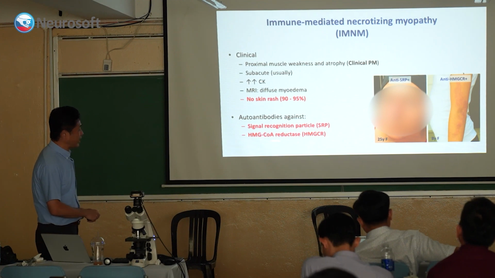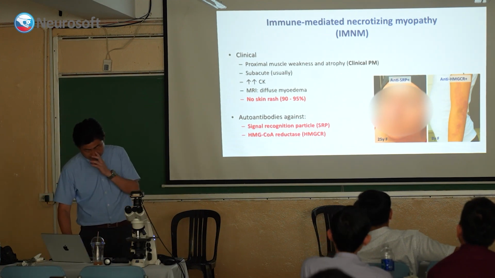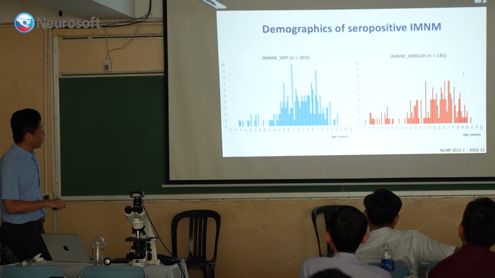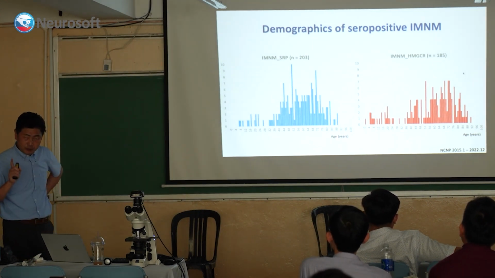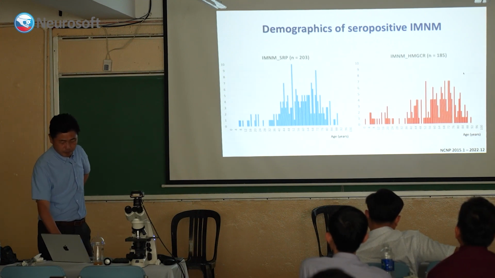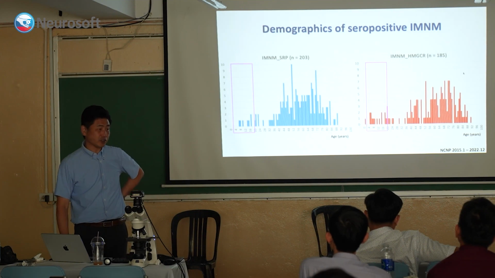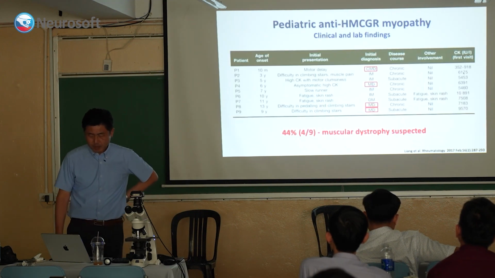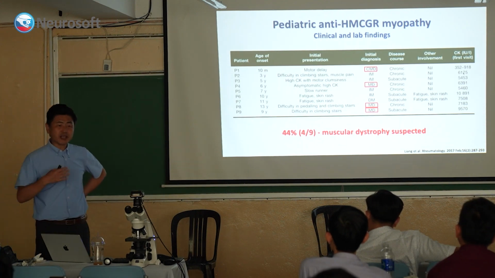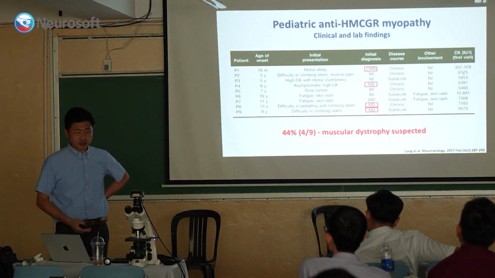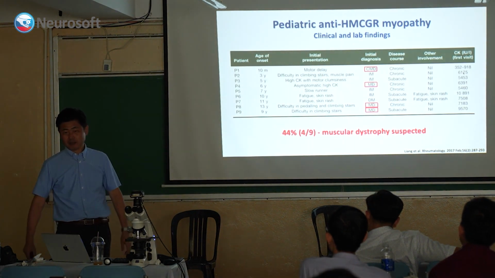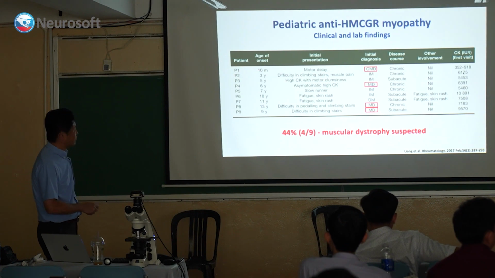And you know, SRP and HMGCR are the two specific autoantibodies. So you see the distribution is like this. Of course, adult, but you have to be careful. There are pediatric patients as well. Not so many, but there are cases. So this is also important because many pediatric cases are misdiagnosed as muscular dystrophy, and they were left without any treatment.